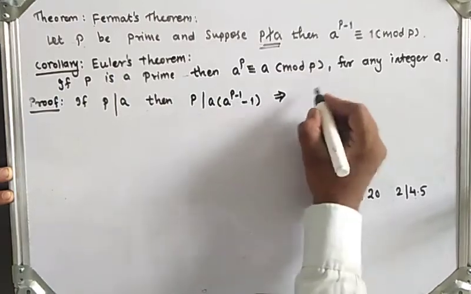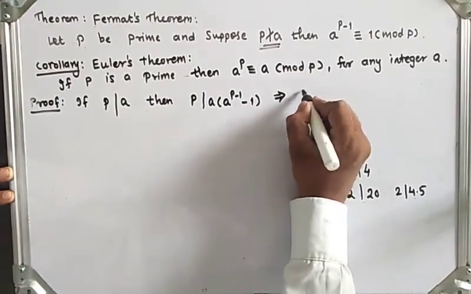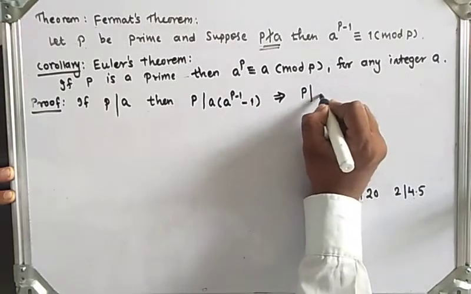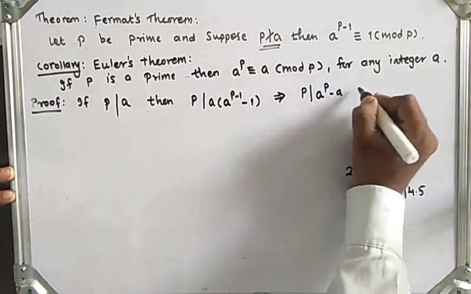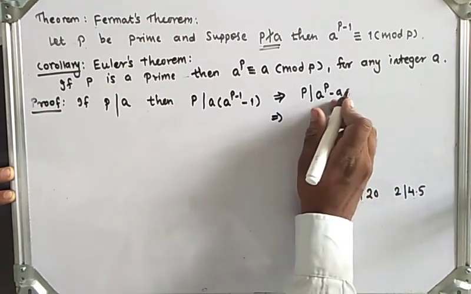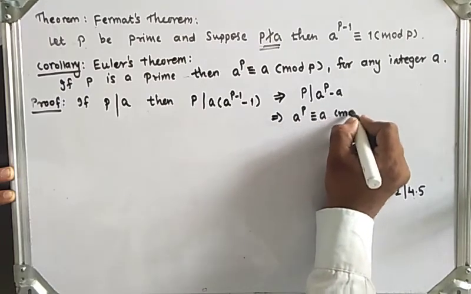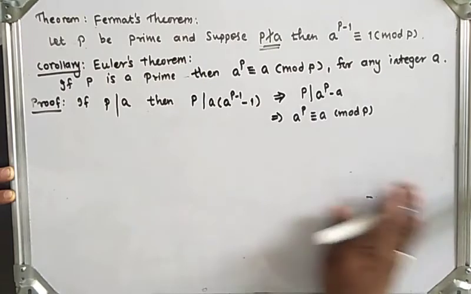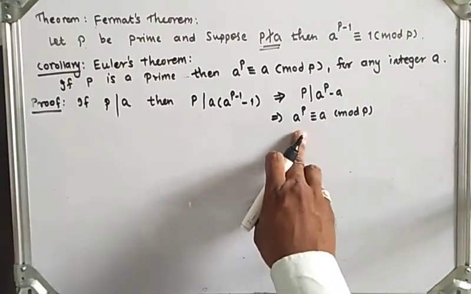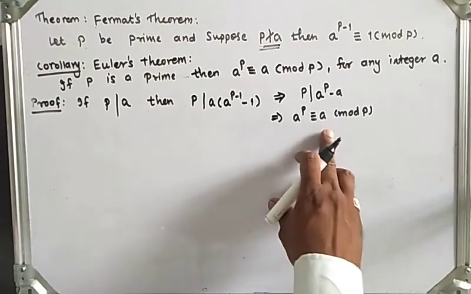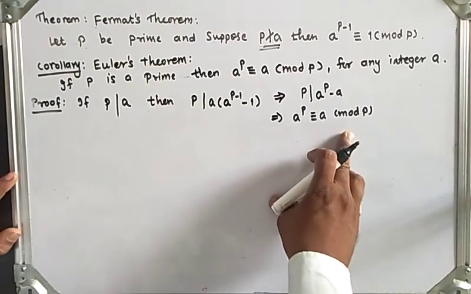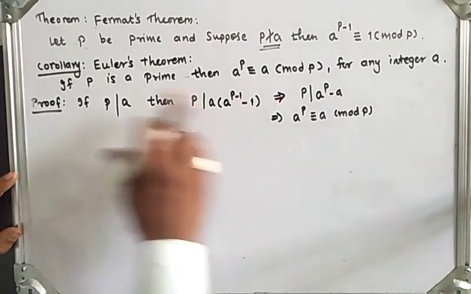and after multiplication, p divides a raised to p minus a, and by using the definition of congruence, a raised to p is congruent to a modulo p. Hence if p divides a, then finally I get a raised to p congruent to a modulo p, right? Means the first case.